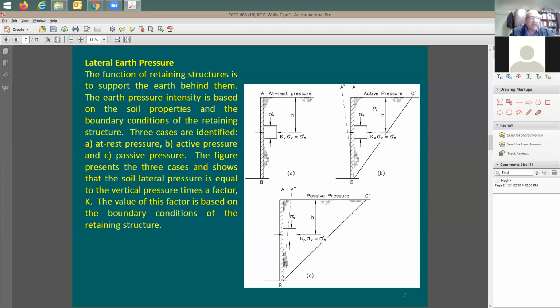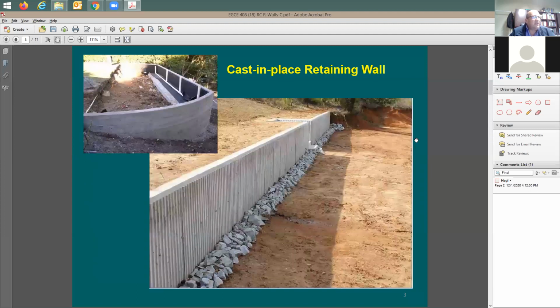Active pressure case is gonna happen when the wall is gonna start to rotate a little bit. So you're gonna start here at AB, and then after a little bit, it's gonna be at A prime B. This little bit I'm talking about, it could be maybe a few years. So it is not like 10 minutes. It's gonna be after a few years, the wall is gonna start to rotate a little bit. This is gonna happen only in cantilever walls, in this type of walls. Like this wall here, after let's say a few years, you may see here that this wall is gonna start to come out, it's gonna start to loosen a little bit.